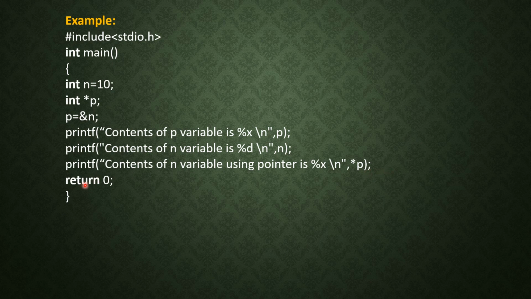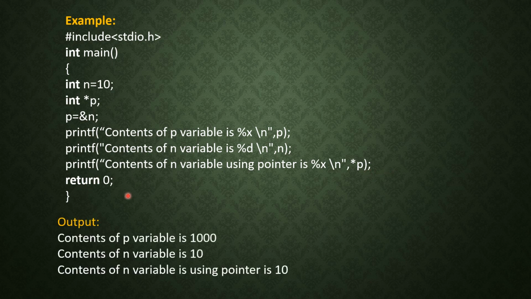So that is the program. We'll see the output. See, first one is contents of p variable, what is it? The address you have to print, that is 1000. And contents of n variable, what is it? n has the value 10, so 10 will be printed. And next, contents of n variable using a pointer p. So by using p, that means star p, the value it is going to print.